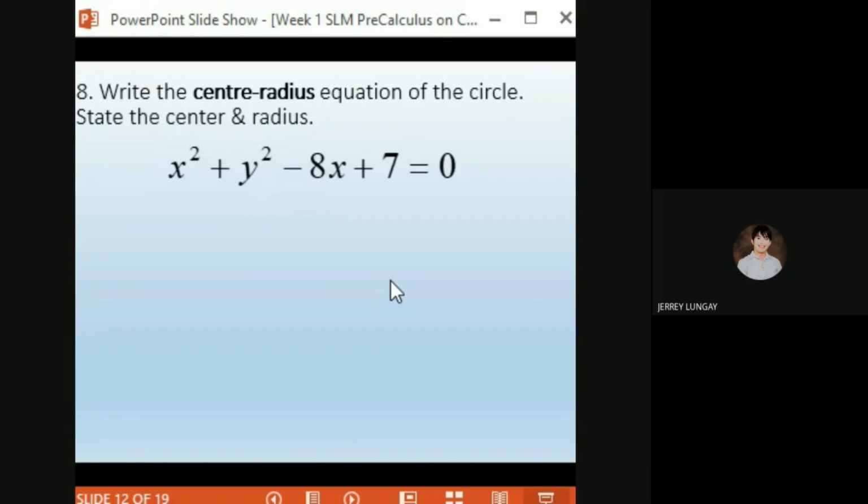Since 7 is on the left-hand side, when we move it to the RHS, class, 7 will become negative 7. Very good. Exactly, negative 7. So let's proceed. That would be x squared minus 8x plus y squared is just equal to negative 7.